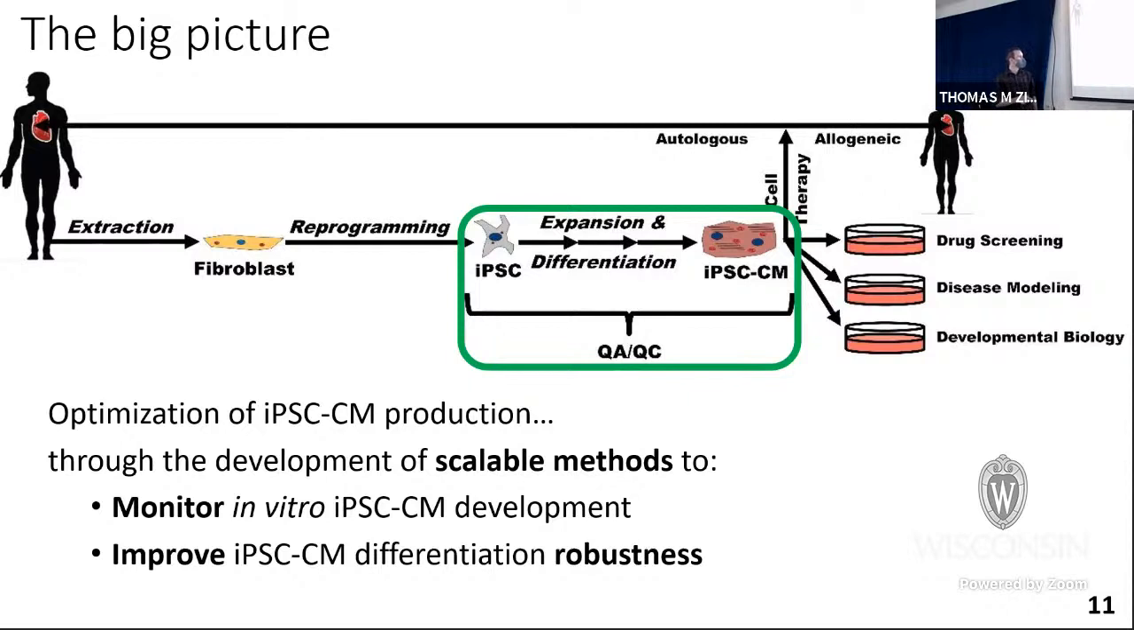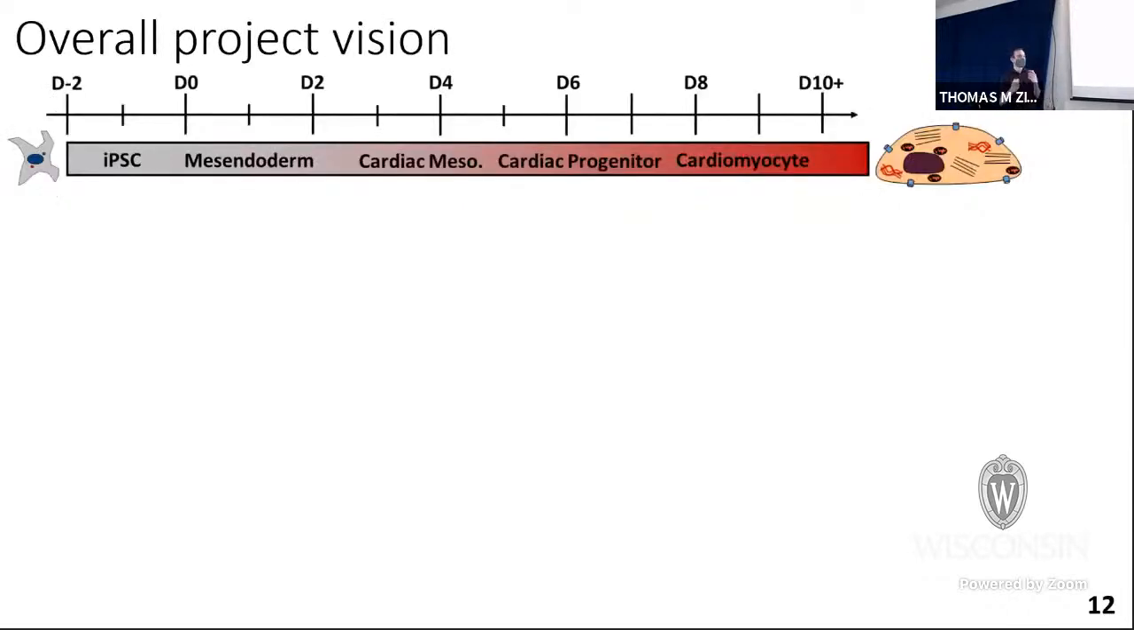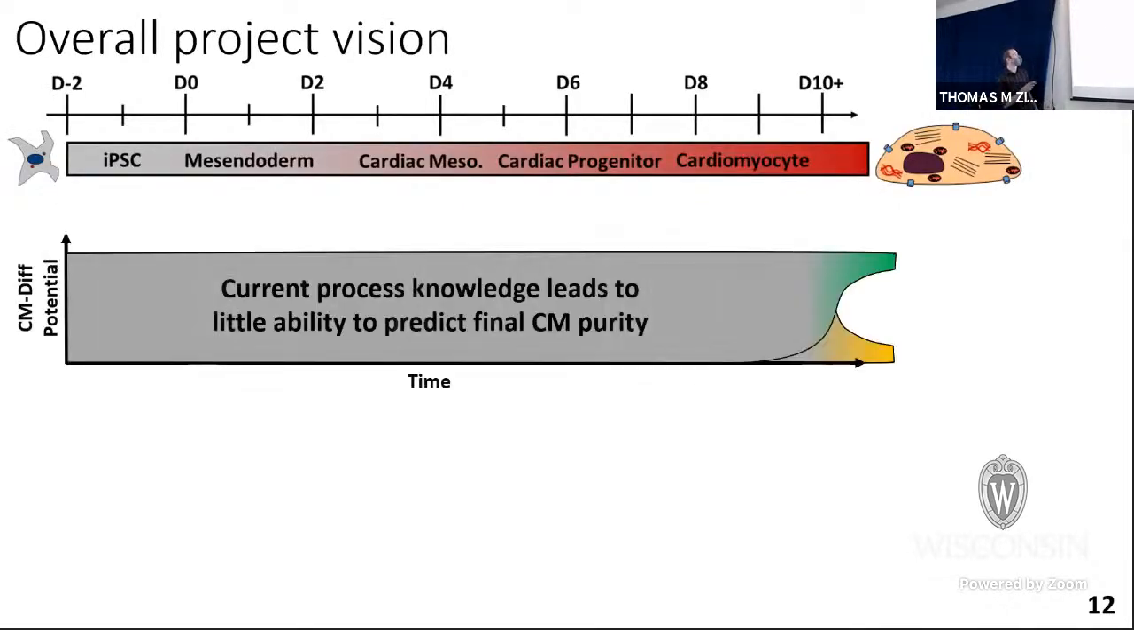So overall, we're looking to optimize stem cell-derived cardiomyocyte production through development of scalable methods. As I mentioned, for these allogeneic therapies, we'd like to be able to do this at scale so we can get those economies of scale and get the pricing down in large batches. But we also need scalable methods to monitor the development of these cells as they differentiate through this process, and then improve the overall process robustness. So, the overall project vision here: we have the differentiation from our stem cell to our cardiomyocyte.